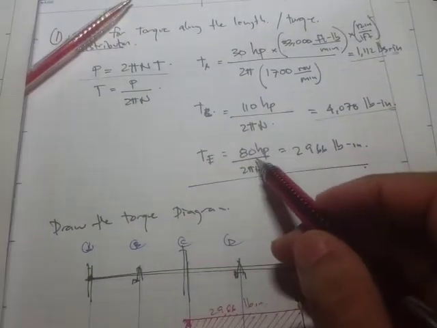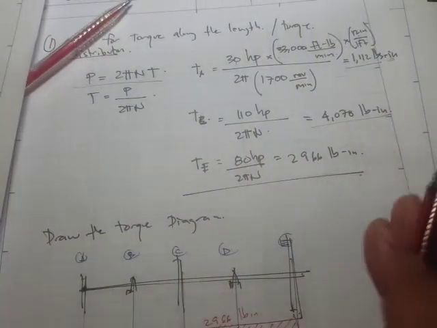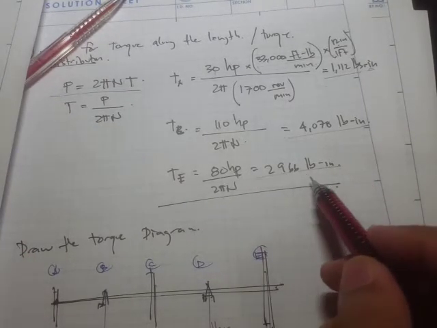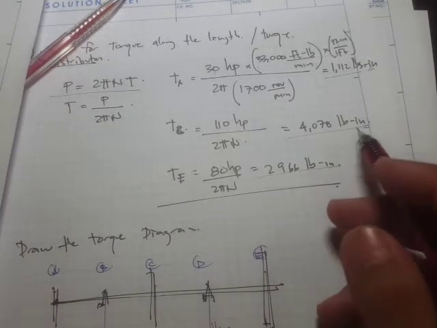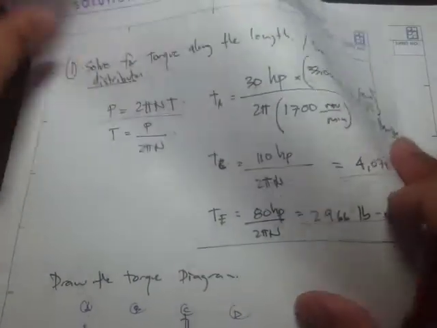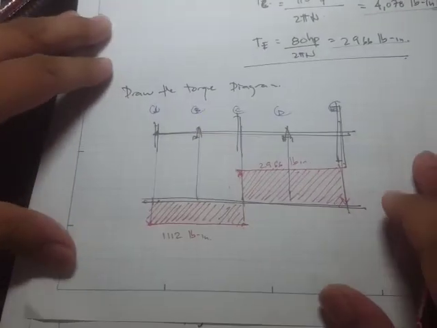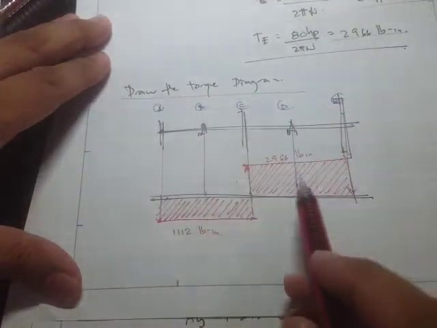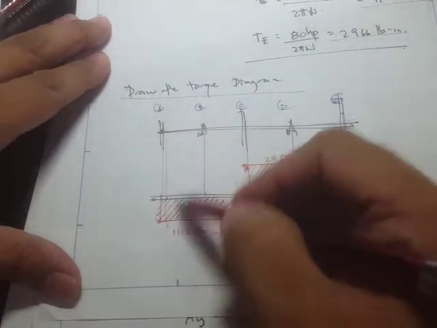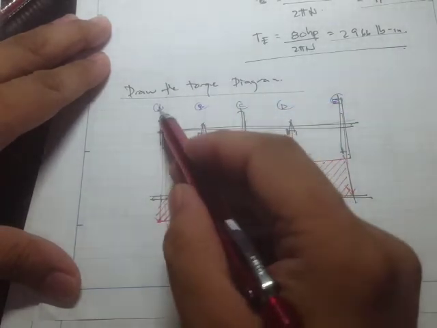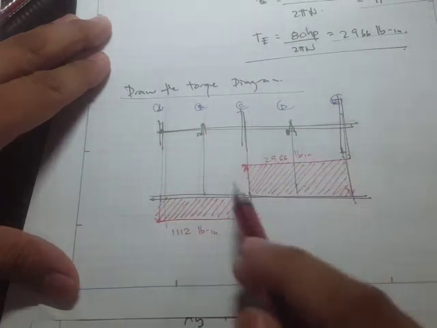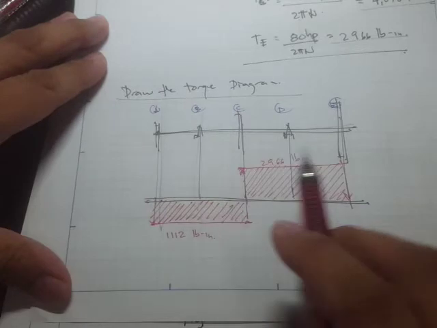So that's 80 HP divided by 2 pi n times the conversion factors, and what we get is 2966 pound inch. Okay, so now we have the value and we need to convert this value into a diagram. So in terms of torque diagram, let's just draw the length of the shaft, then the points A, B, C, D, E.